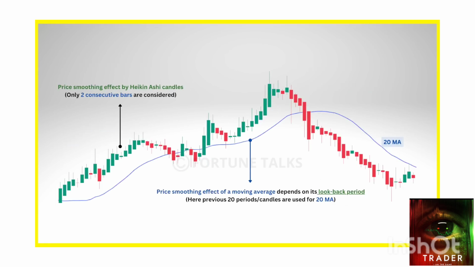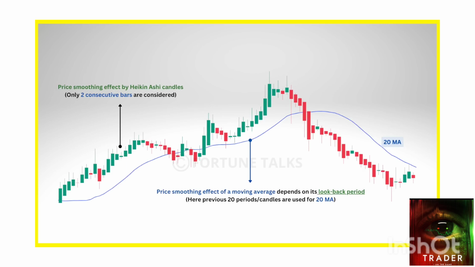So, it is similar to how a moving average functions. But the smoothing effect of a moving average depends on its look-back period. For example, a 20 moving average takes into account the data of 20 previous candles. But the Heikin-Ashi chart does not require a look-back period. So, in that sense, it is much simpler to use and offers more consistent results.